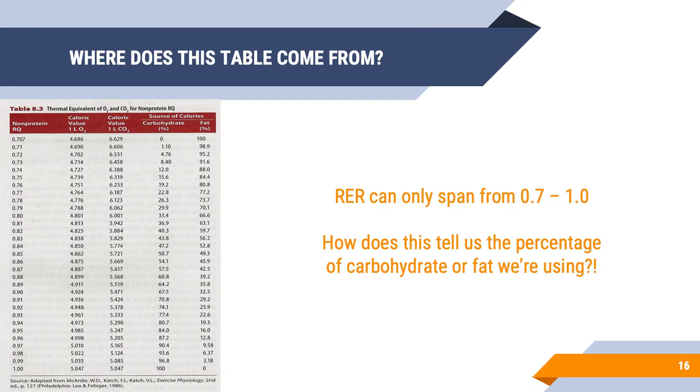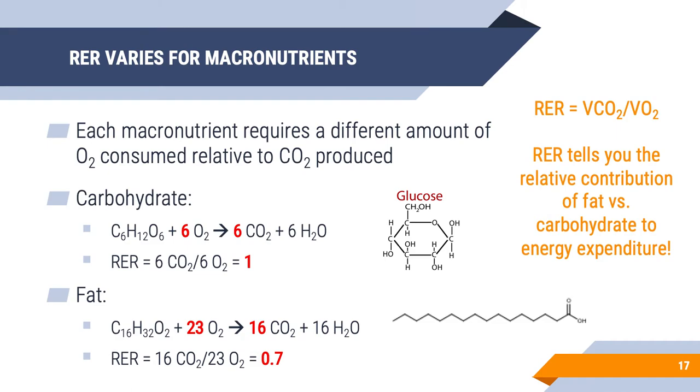So really, where does this table come from? You guys can see that the RER only spans from 0.7 to 1.0, so it seems kind of odd. And how is this supposed to tell us the percentage of carbohydrate or fat that we're actually utilizing? So RER varies for each macronutrient, so each macronutrient requires a different amount of oxygen consumed relative to the CO2 produced. And remember, RER is VCO2 over VO2.